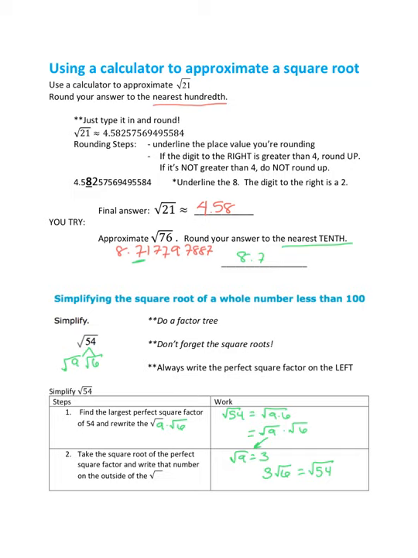First, you find the largest perfect square factor of your number. In this case, it was 9. Then you take the square root of the perfect square and write that number on the outside.